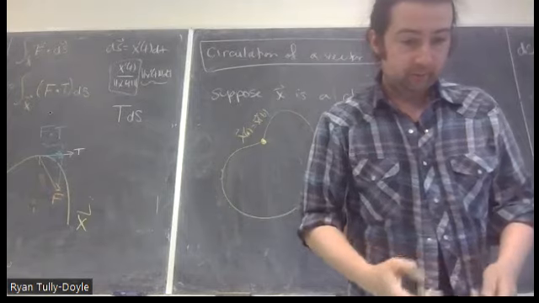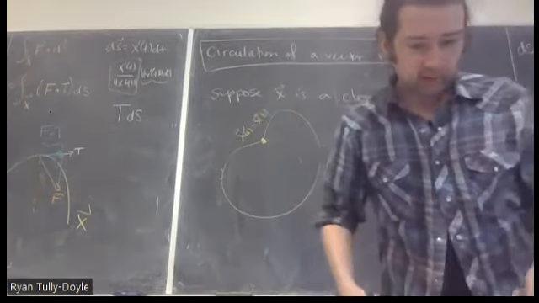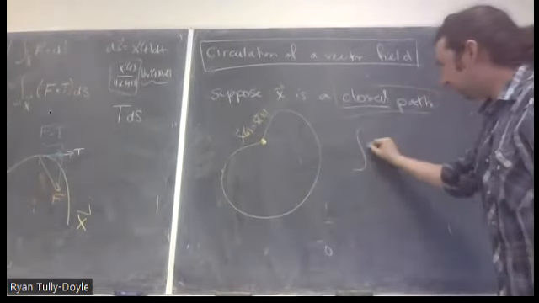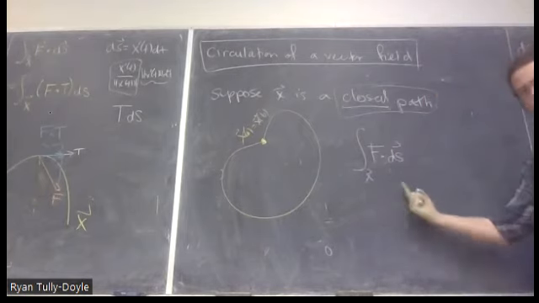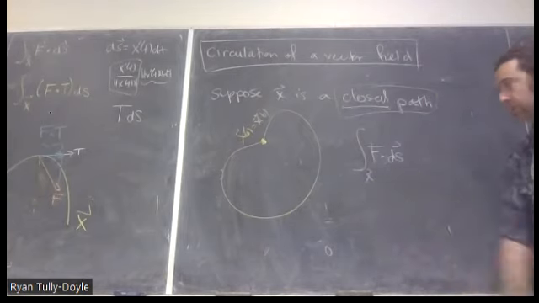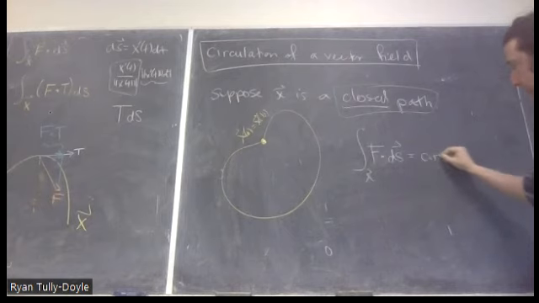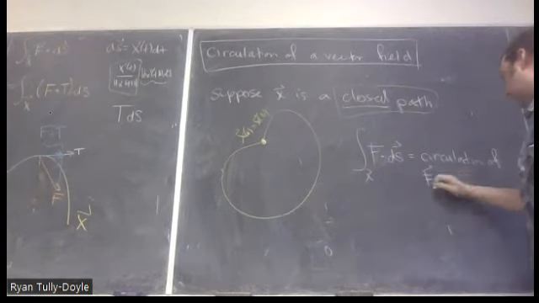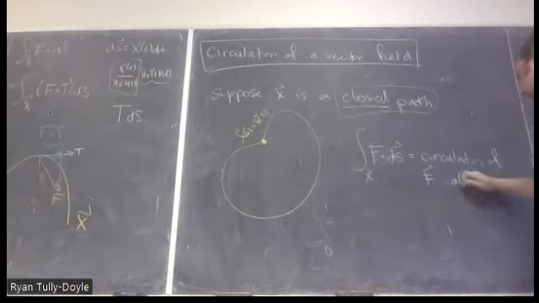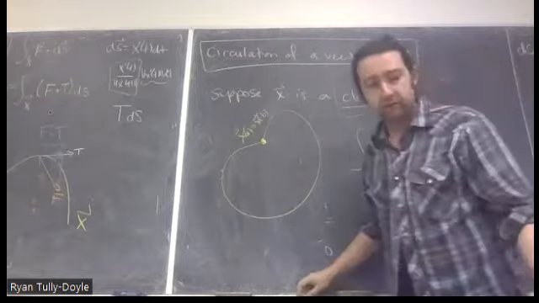Then, in that case, the integral of f(x) dot ds, this vector field, the contribution of the vector field along the path, this is called the circulation of f along x. And we can try to imagine, let's see if we can intuitively figure out what it means. What are we measuring when I say that? Why call it circulation?